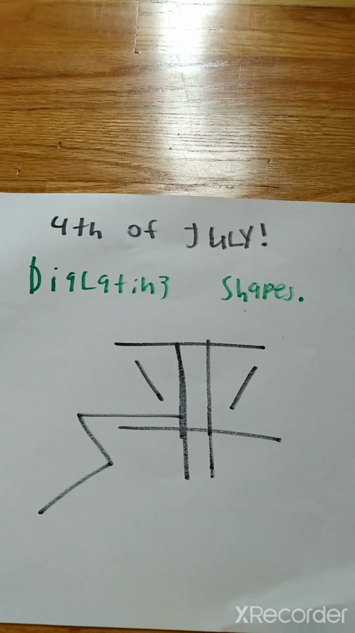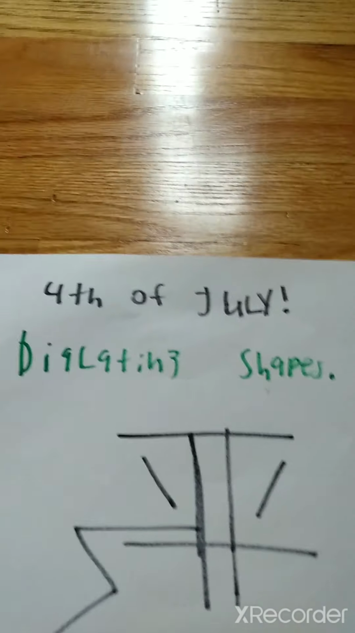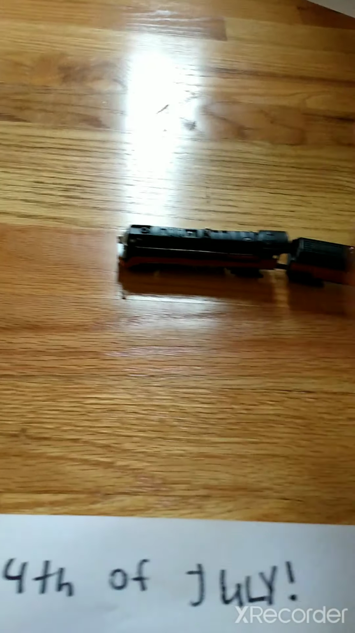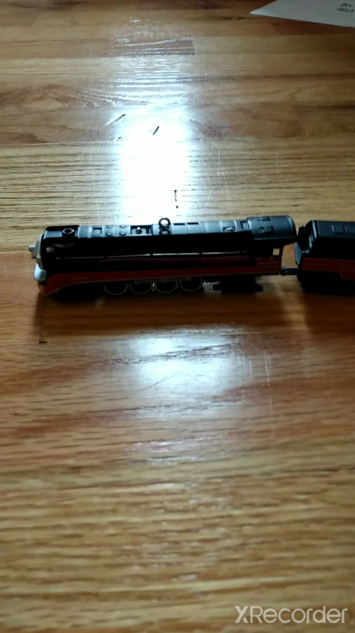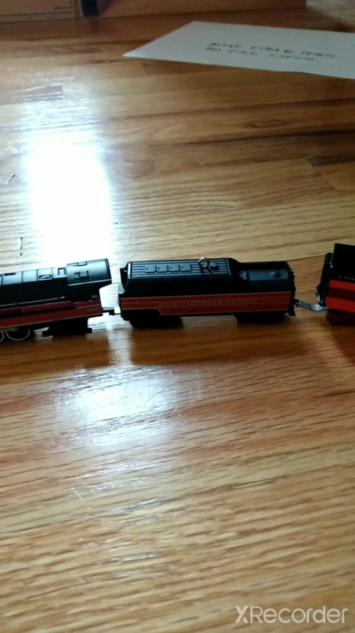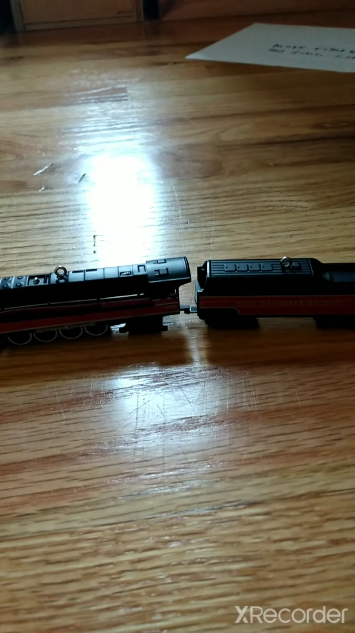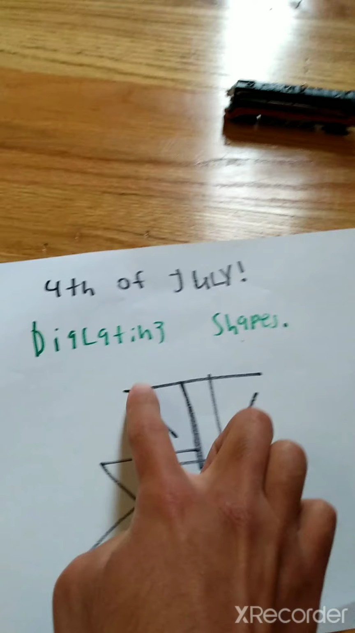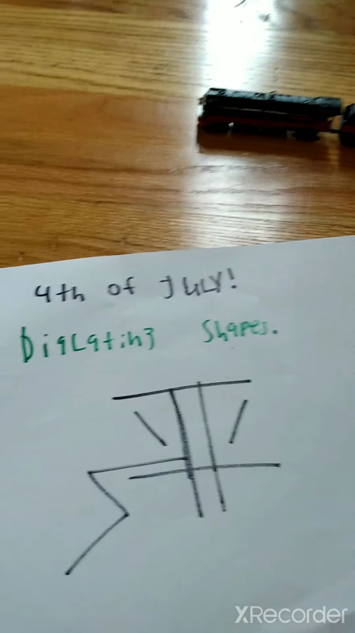The question is, how did they get this train from a giant life-size train to a small-size train? How did they take the real thing and shrink it into a model? That is an example of a dilation, to change the size of a shape.